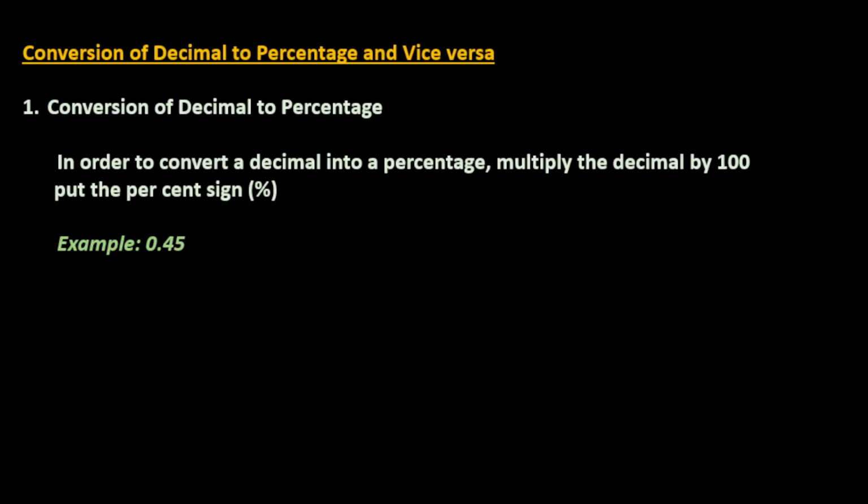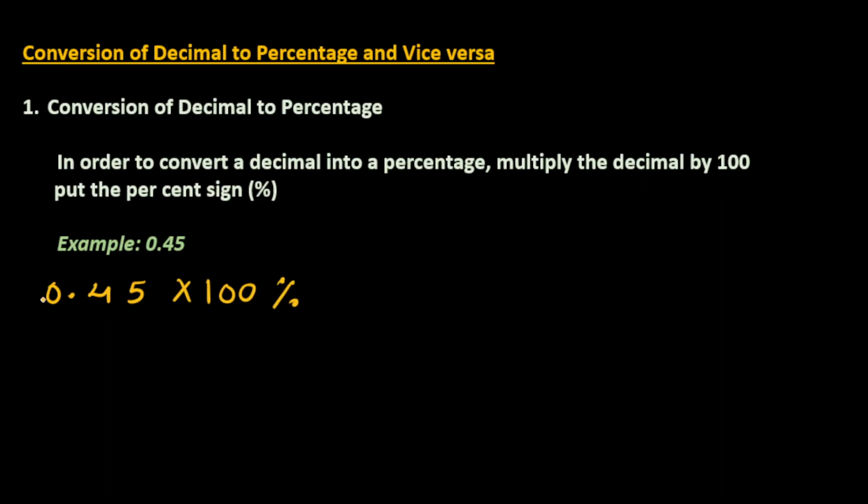Next concept: conversion of decimal to percentage and vice versa. We will learn both here, decimal to percentage and percentage to decimal. First is decimal to percentage. In order to convert a decimal into a percentage, multiply by 100 and put the percent sign. Same as we converted fraction to percentage, we do the same thing here: multiply the decimal by 100 and write the percent sign.